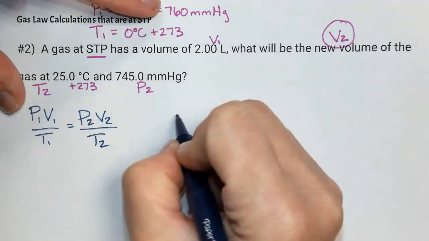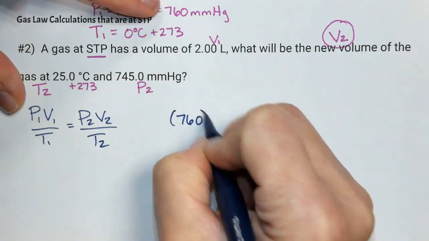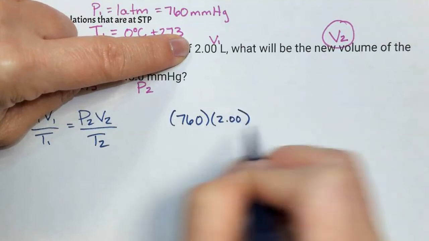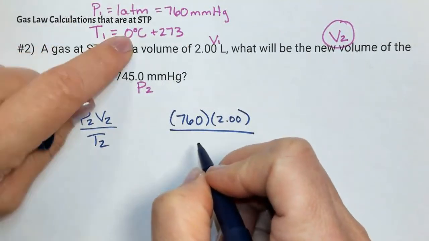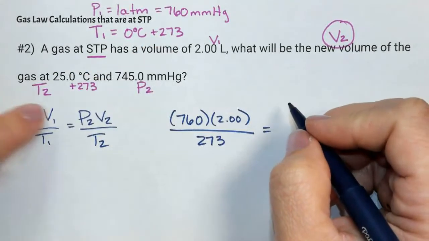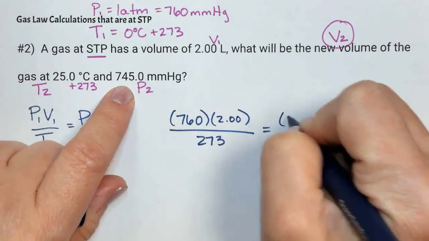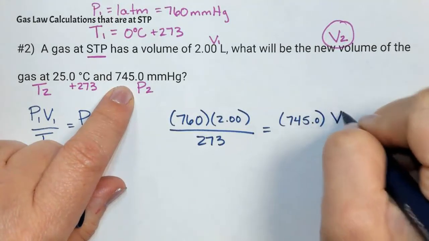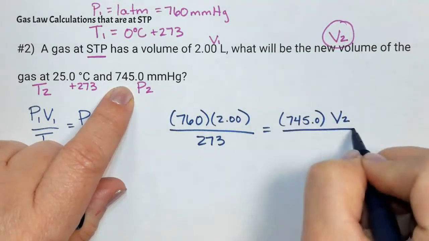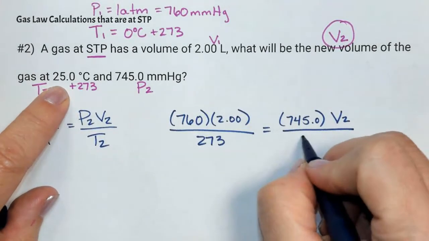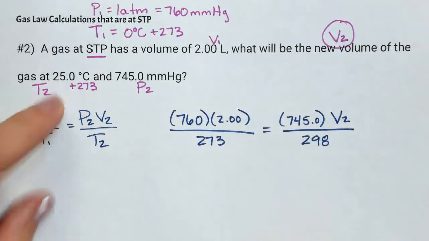So P1 is 760 millimeters of mercury. V1 is 2.00 liters divided by T1 is 0 plus 273, which is 273, equals P2 is 745.0 millimeters of mercury. V2 is what I don't know. And then T2 is 25 plus 273, which is 298 Kelvin.